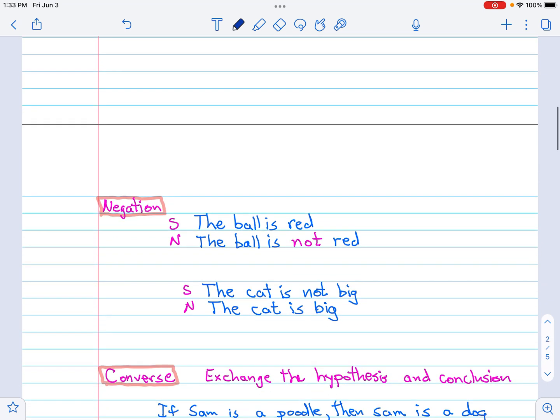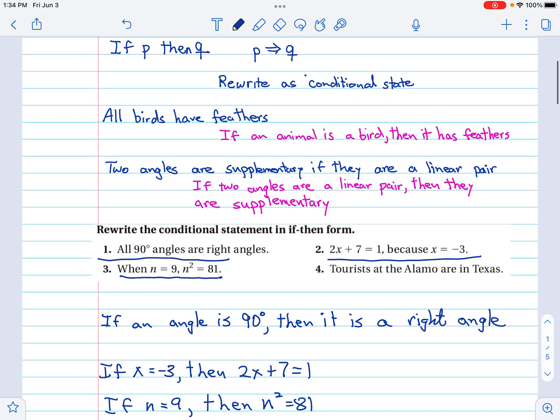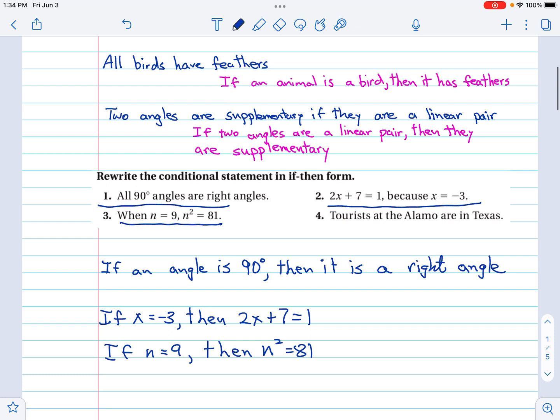Okay, now, one of the things I want to point out about this statement, if Sam is a poodle, then Sam is a dog, is that this happens to be a true statement. So we could say, yeah, this is true. Now, conditional statements don't have to be true. You could say, if Sam is more than 6 foot tall, then Sam plays basketball. Well, that's not necessarily true, because not all people over 6 feet tall play basketball. Well, that would be a false statement, because perhaps Sam doesn't play basketball. So not all conditional statements are true. You could have a false conditional statement.